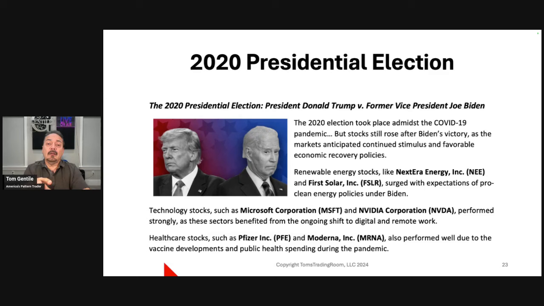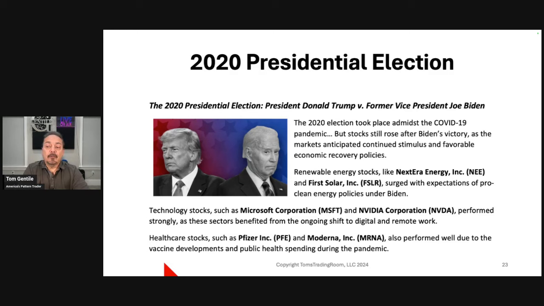And then we saw a big change. We saw almost a 180 change. So out went old energy and in came renewable energy. NextEra Energy and First Solar had surges during the first couple of years of the Biden administration. Technology came back into play again. You got Microsoft and NVIDIA. They outperformed a lot of the tech stocks.